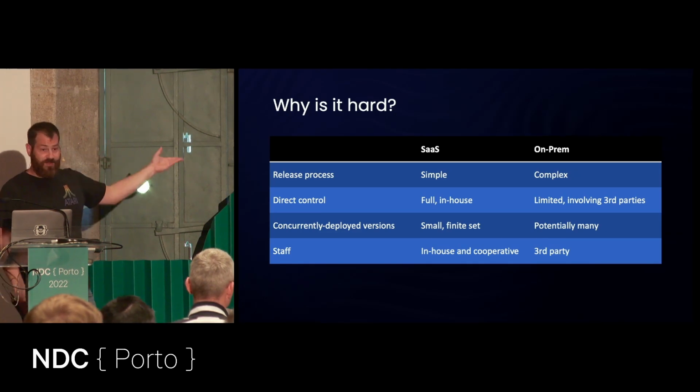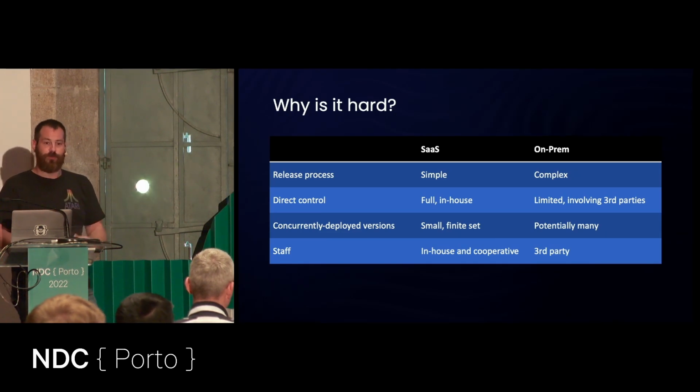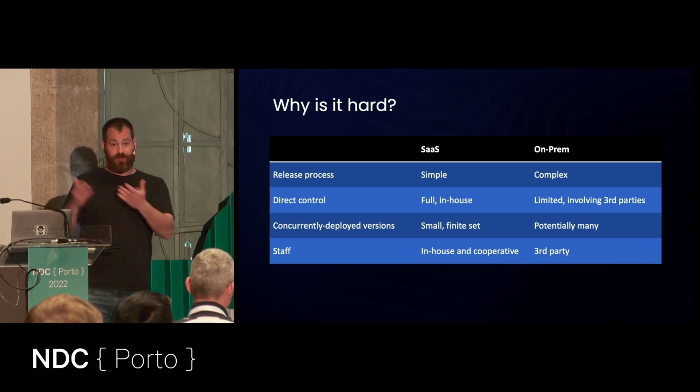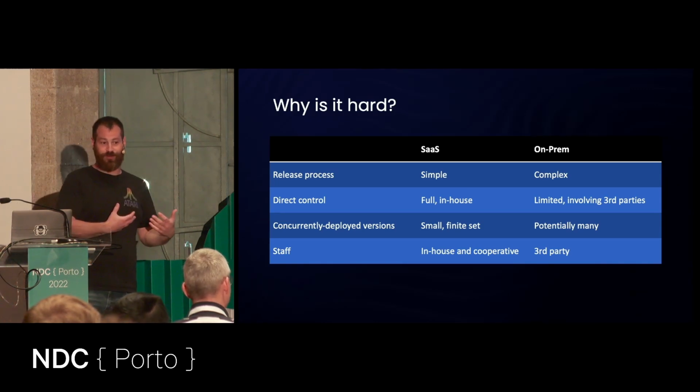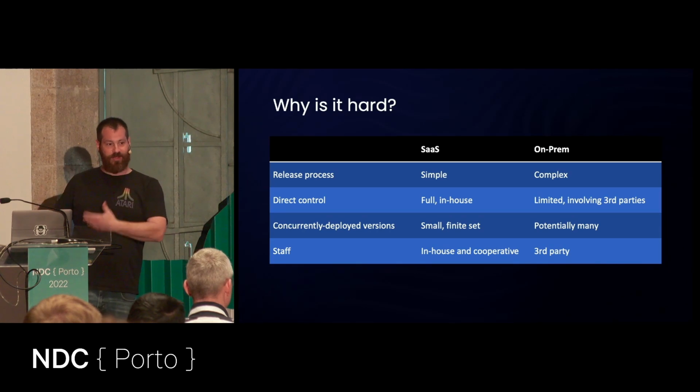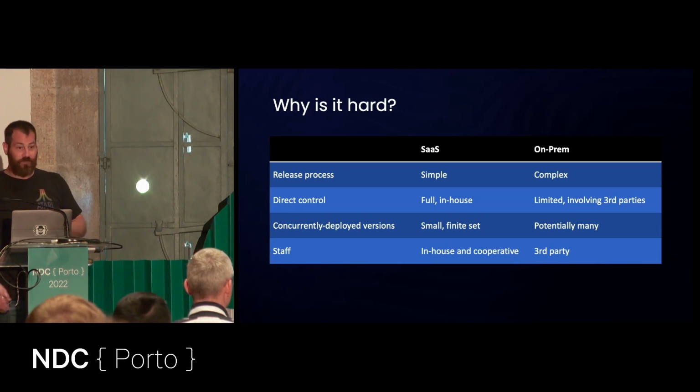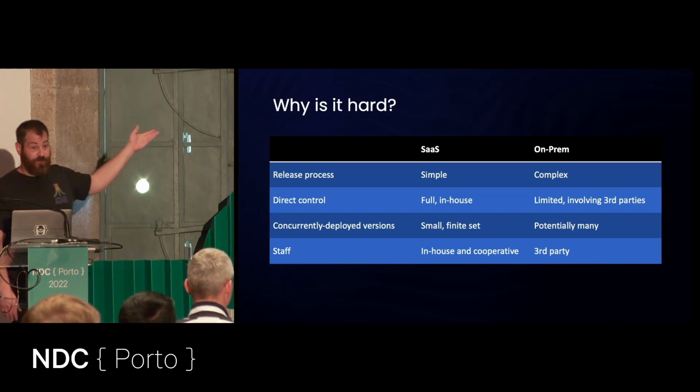So why is it hard? What is the fundamental difference between on-premise deployment and SaaS? Well, it boils down to these 4 things that are listed by order of how important they are to your mental health as a software engineer. To start with, the release process, right?